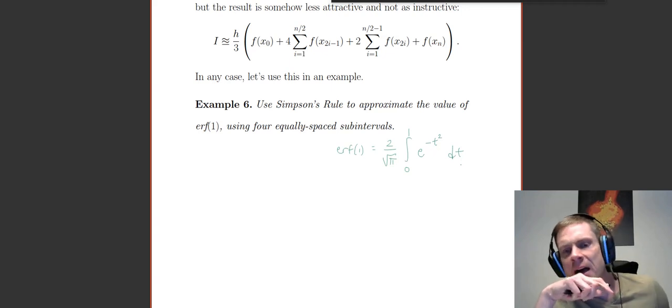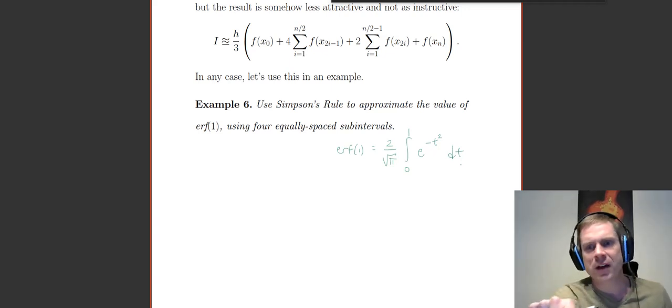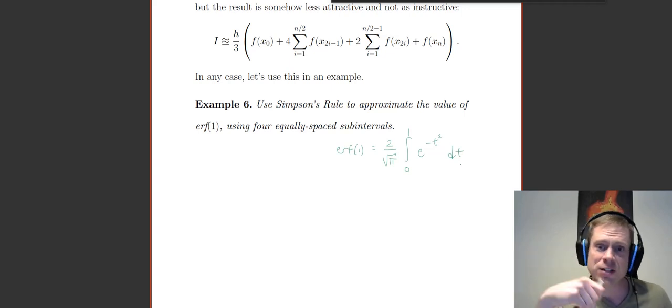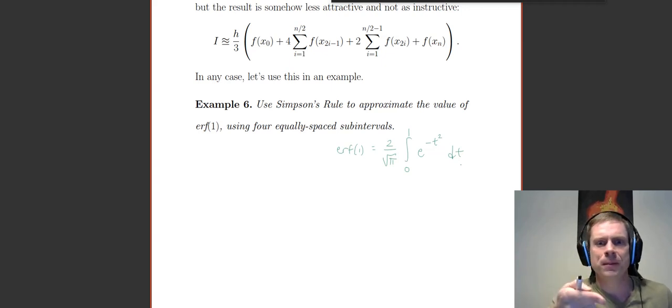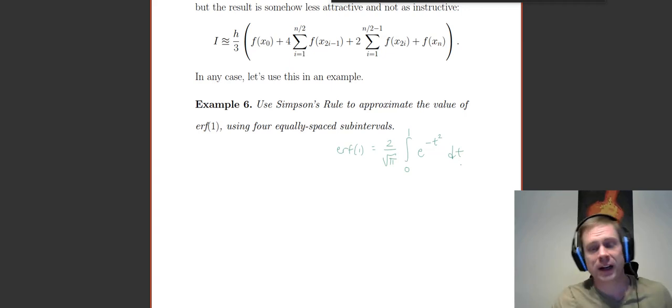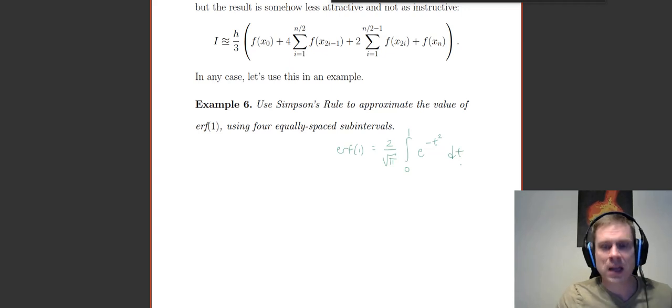Okay. Again, I can't evaluate that directly. I have to use a numerical integration technique. And here we're going to use Simpson's rule. We used trapezoid rule last class to do the error function evaluated at 2, right? ERF of 2. And we got a pretty good result here. We're going to get a very good result here as well.